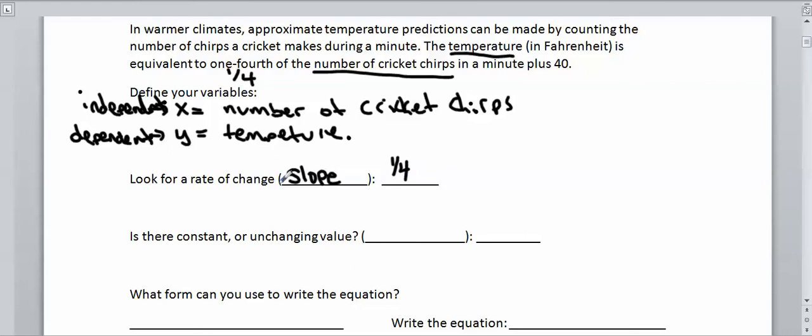Okay, is there a constant or unchanging value? In this case, the constant is the plus 40, right? No matter what number of cricket chirps I get, I'm always adding 40 to it, and that's going to be my y-intercept, right? If there are no cricket chirps, we're going to assume that it's 40 degrees out. So an unchanging value would be equivalent to the y-intercept. It's the value that happens when the independent variable is 0, right? Because if I plug in 0 for the number of cricket chirps, then the only answer I'm going to get is 40. So my constant, unchanging value is 40.